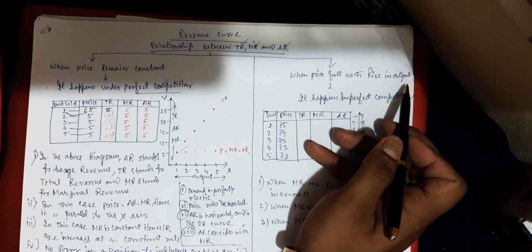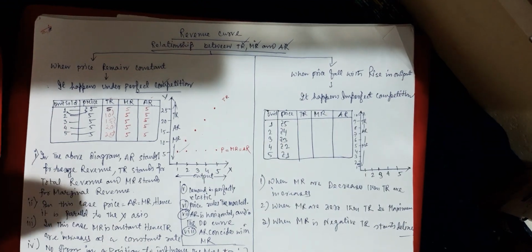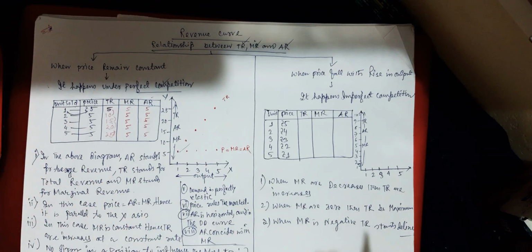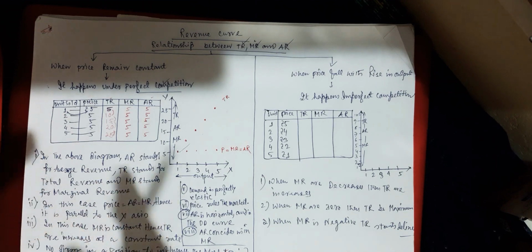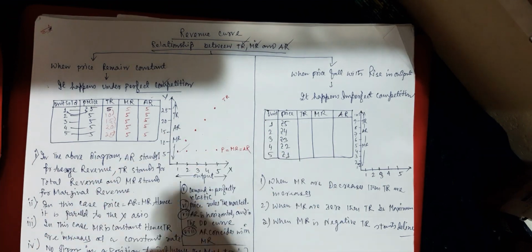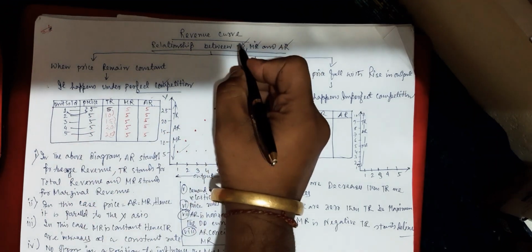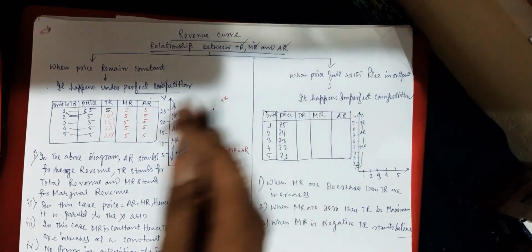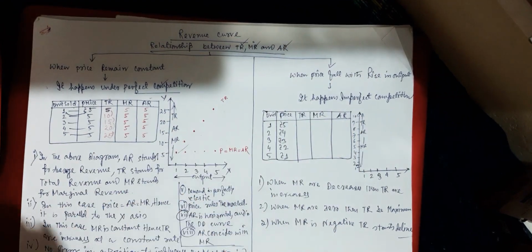in output. In the markets that I have explained, starting from perfect competition to the end of oligopoly, we discussed all the features of every market. So now you have to understand how the curve looks in every market. Today I will discuss perfect competition and the curve of TR, MR and AR, and how the slope of the curve looks.